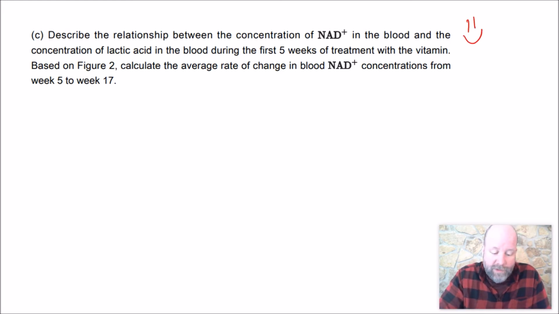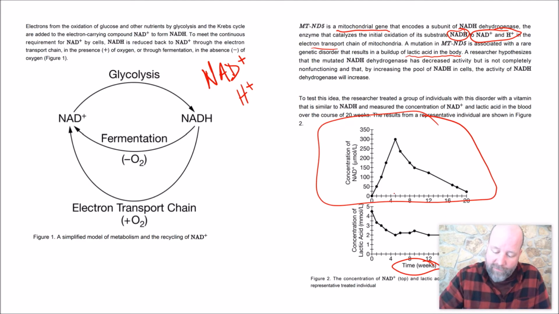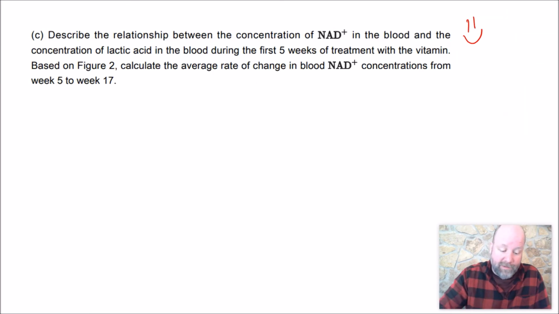Based on figure 2, calculate the average rate of change in blood NAD plus concentrations from week 5 to week 17. So how did it change from week 5 to week 17? That doesn't look too bad either. We got a data point there that looks like about 50. We got a data point there that looks like about 300. That's not going to be hard to do. We got time. We got change. We can do a little math. That doesn't look hard either.